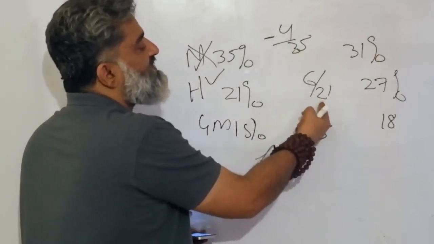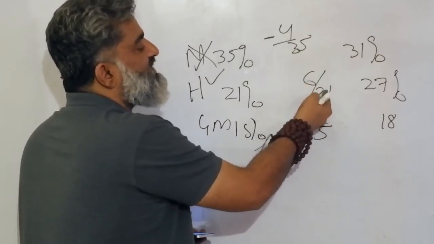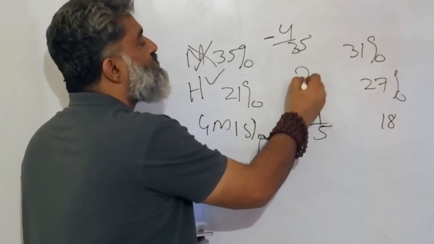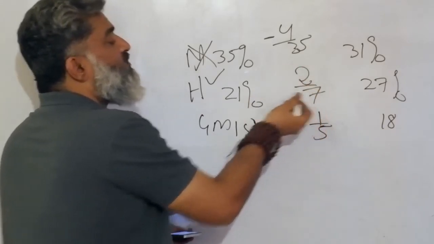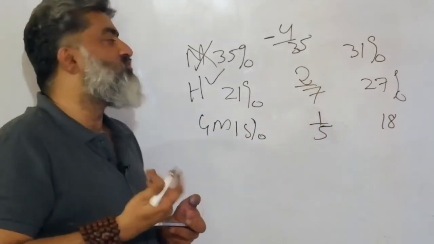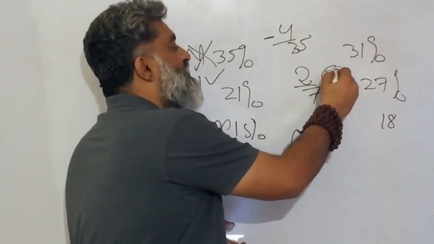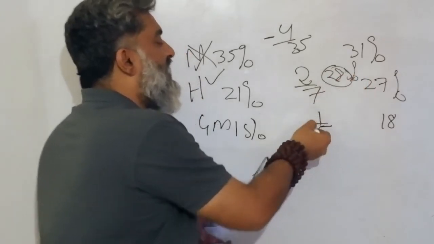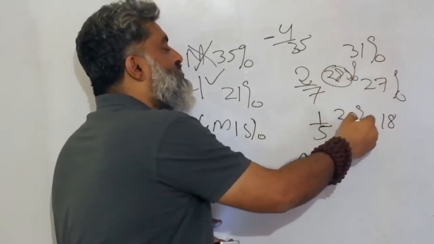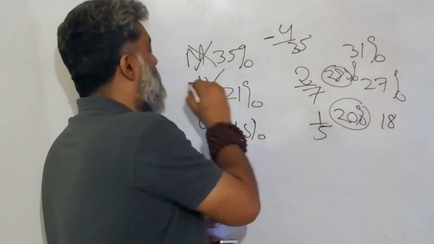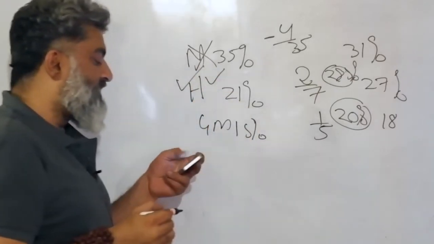So simplify this. 3 2s are 6 and 3 7s are 21. So this is 2 by 7. 1 by 7 is 14.28, 2 by 7 is 28.56. So the overall change here is 28.56%. And this 1 by 5 is equal to 20%. So which is better? Hyundai is still better than GM.